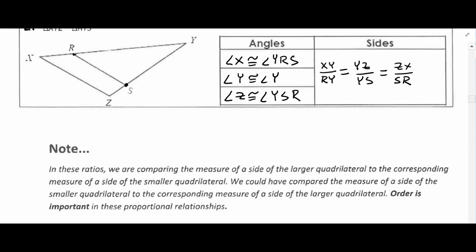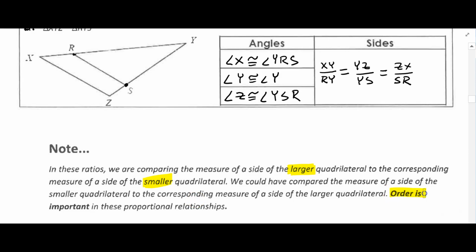And what I wanted to note here is that in these ratios, we are comparing the measure of a side of the larger quadrilateral to the corresponding measure of a side of the smaller quadrilateral. So we have large side over small side for each of these proportions. It's important to know that we could have compared the measure of a side of the smaller quadrilateral to the corresponding measure of a side of the larger quadrilateral.